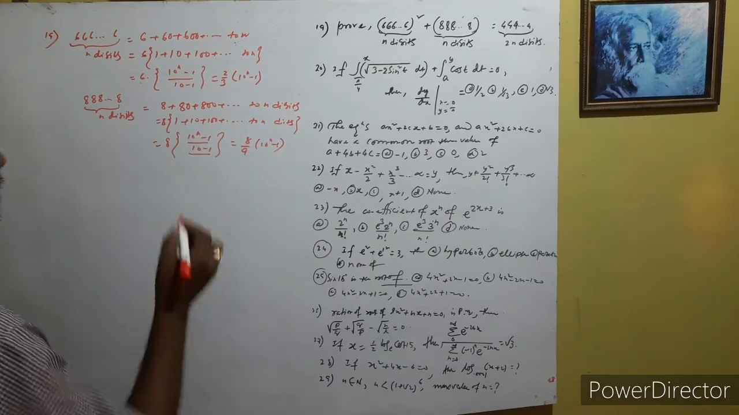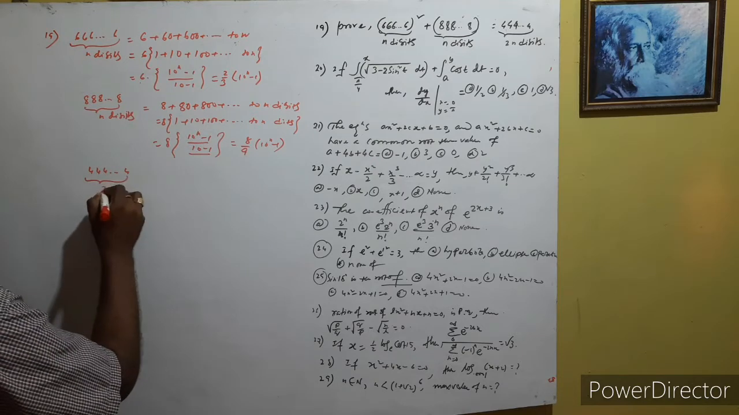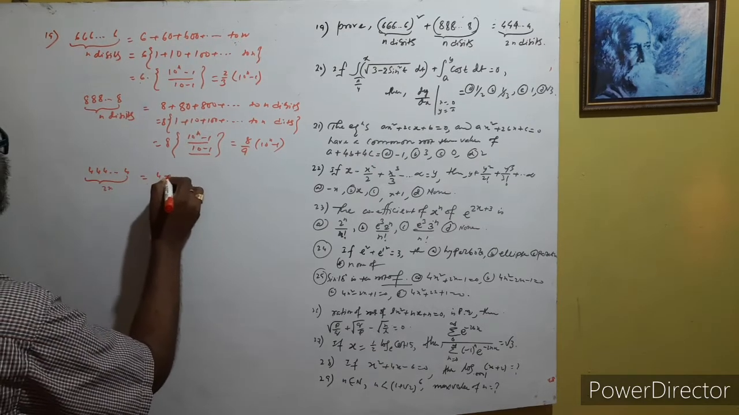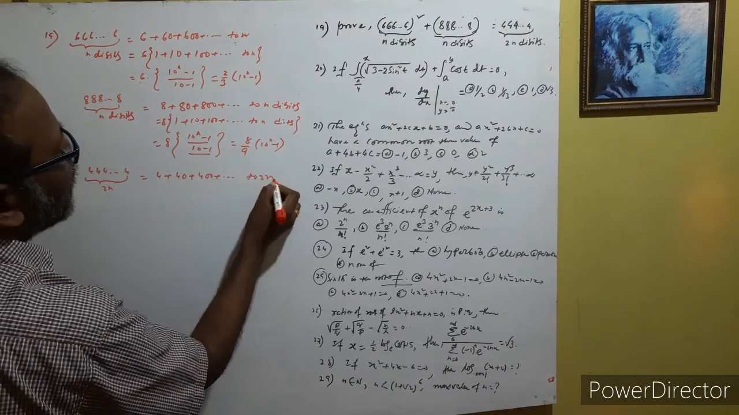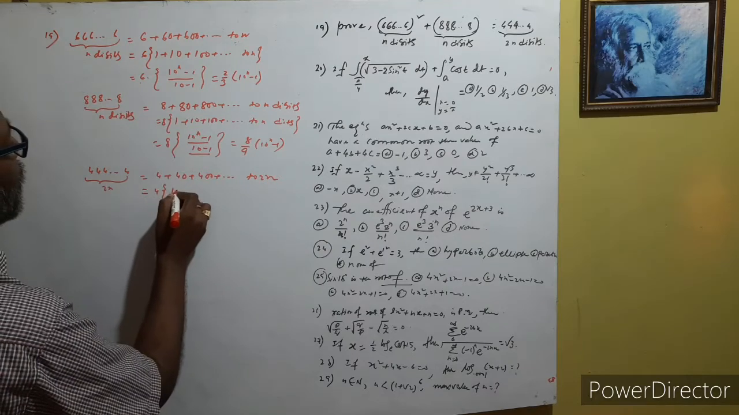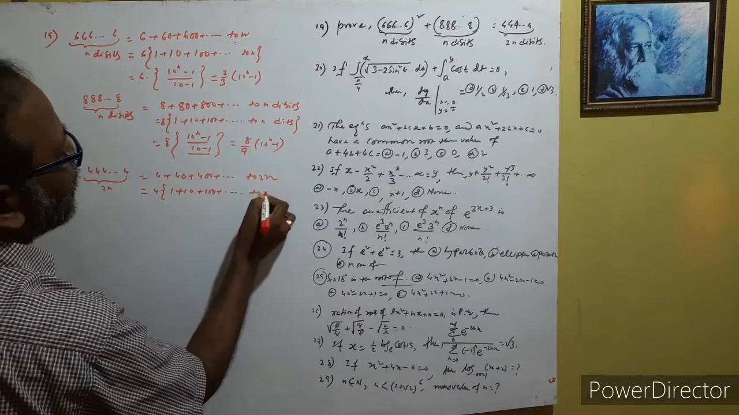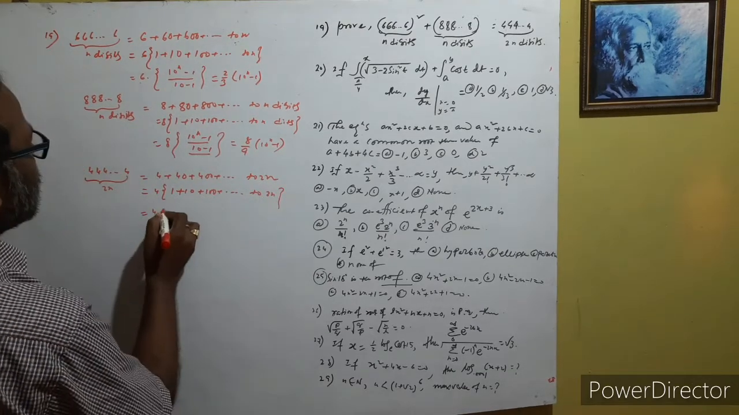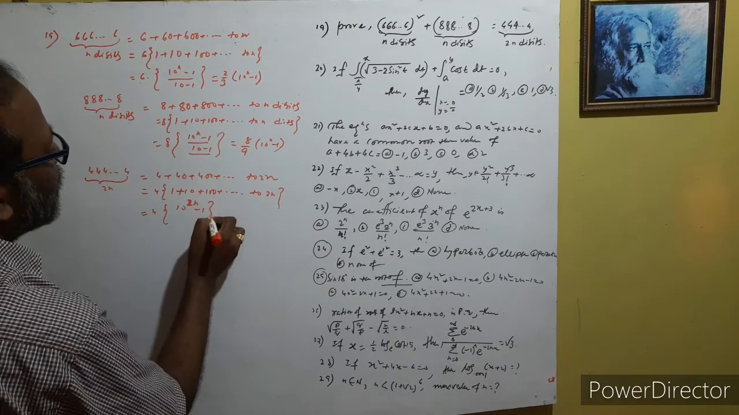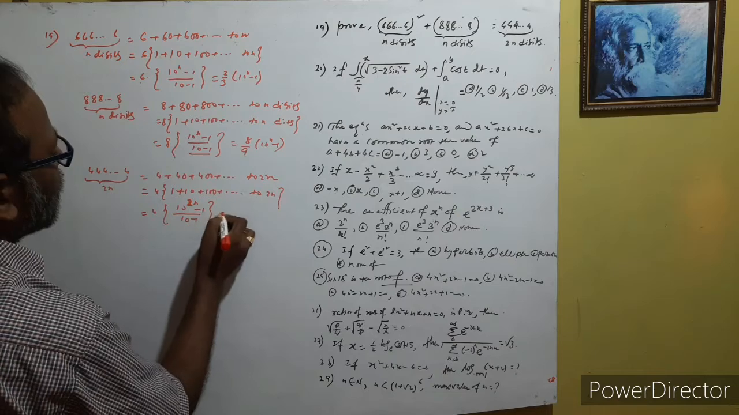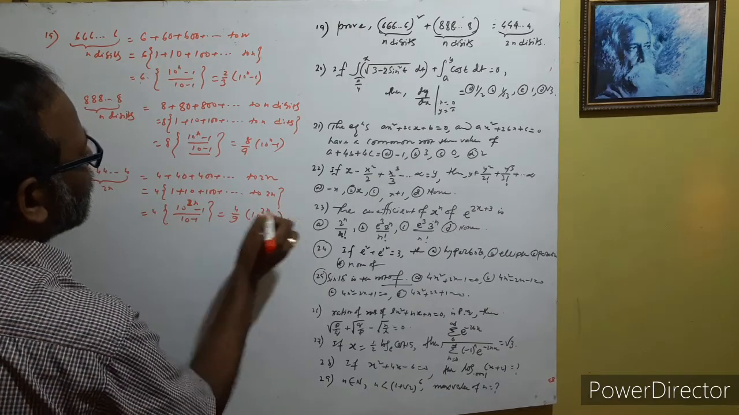Okay, same as 444...4, and this is your 2n digit number, that is 4, 40, 400 up to 2n terms. Take 4 common, then 1, 10, 100 up to 2n terms. This is 4 into (10 to the power 2n minus 1) by (10 minus 1). This is 4 by 9 into (10 to the power 2n minus 1).